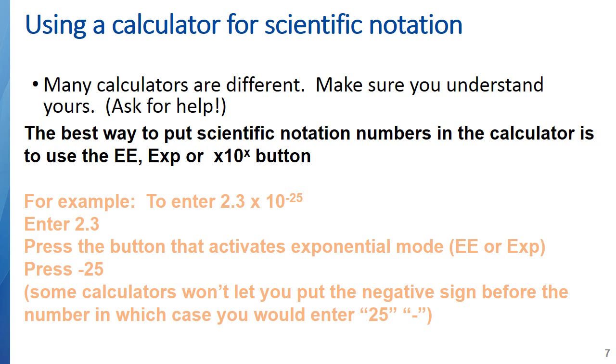So again, 2.3, then press the exponential mode, EE or EXP or times 10 to the n, whatever your calculator uses, and then hit negative 25. So you're not going to hit the 10 and you're not going to hit the times. And then you might see what your calculator looks like. Some calculators will write the number with the exponent as a small number. Sometimes they'll write the times 10 in there for you. You know, get familiar with your own calculator.